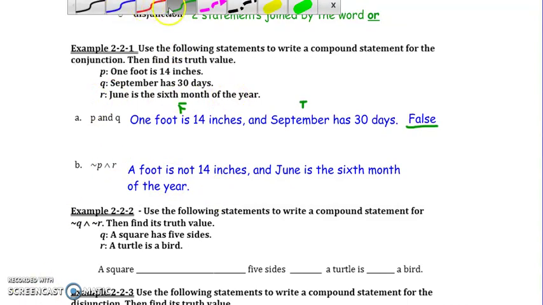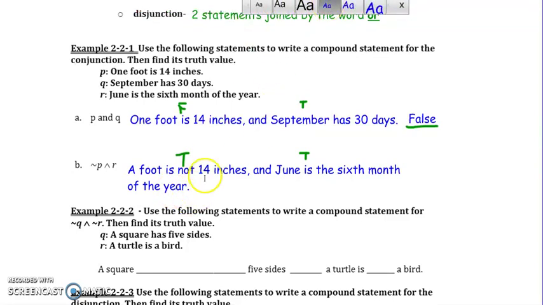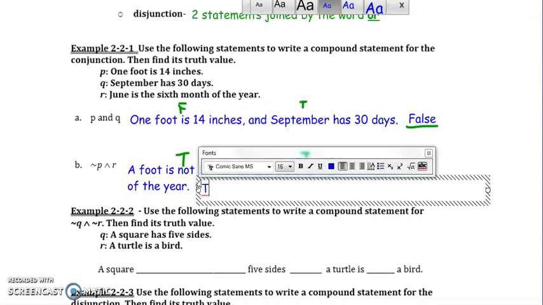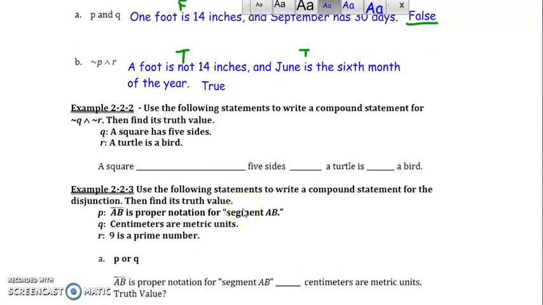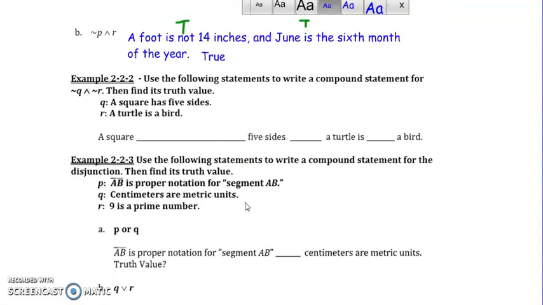So if we look at each of our statements here, this is true. A foot is not 14 inches, and June is the 6th month of the year. So those are both true. So this is going to have a truth value that is true for that statement.